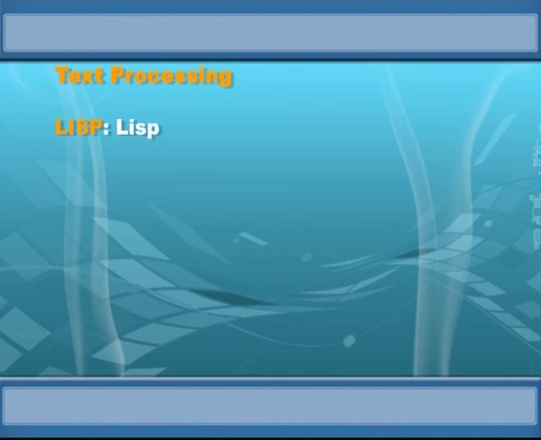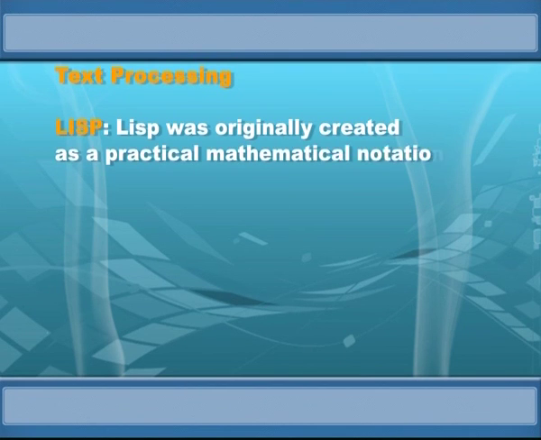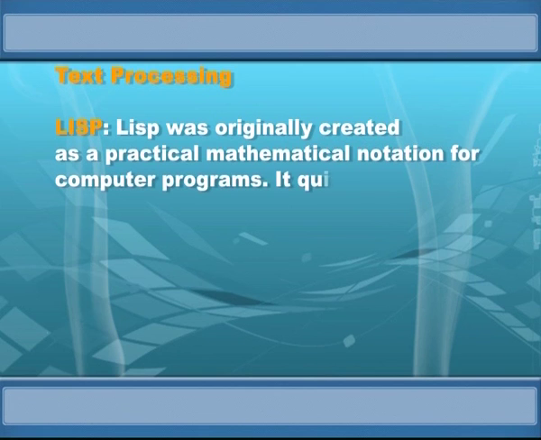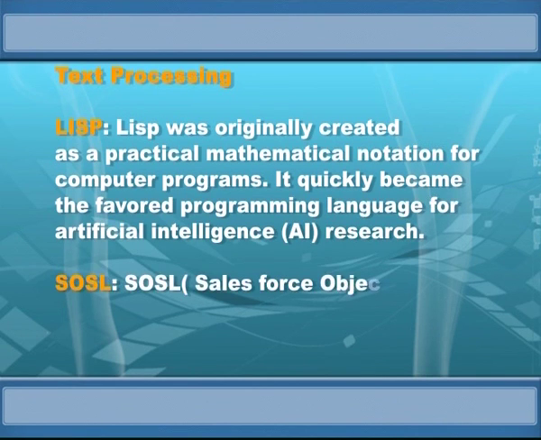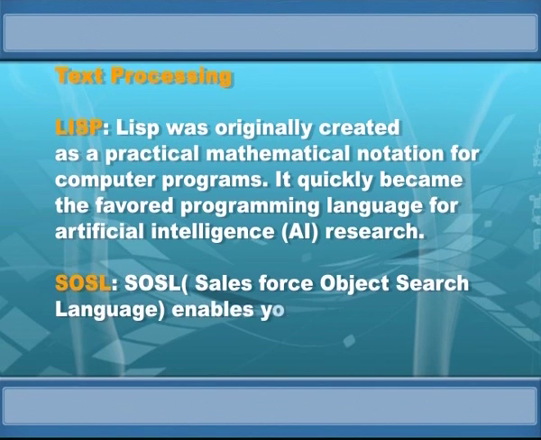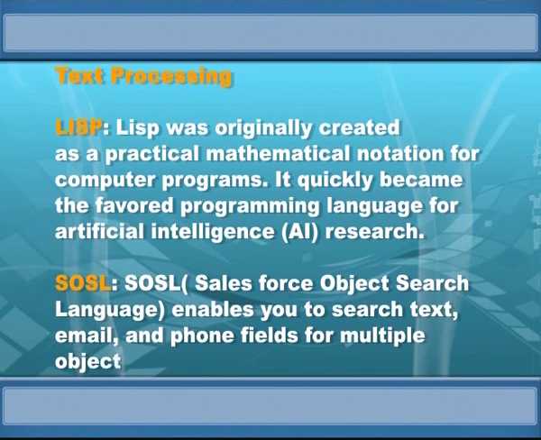Text processing, Lisp. Lisp was originally created as a practical mathematical notation for computer programs. It quickly became the favorite programming language for artificial intelligence (AI) research. SOSL, Salesforce Object Search Language, enables you to search text, email, and phone fields for multiple objects simultaneously.